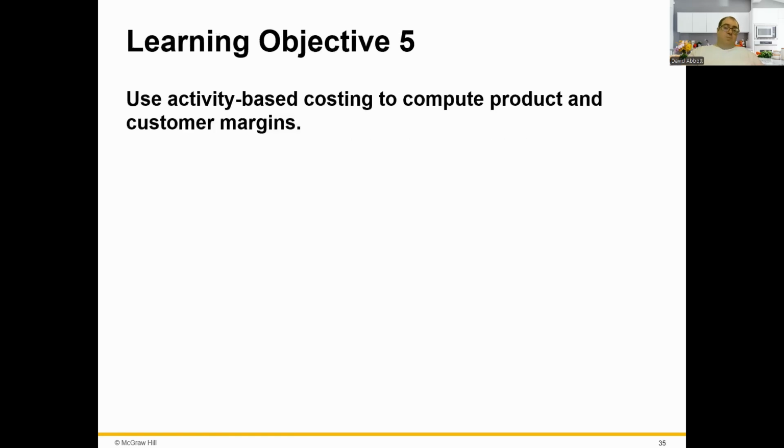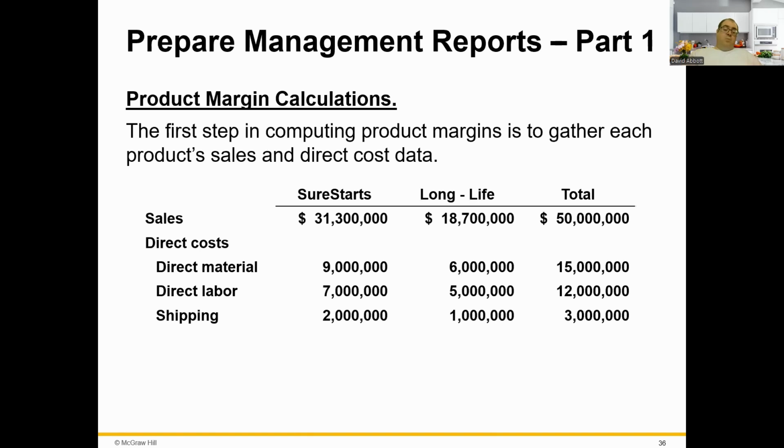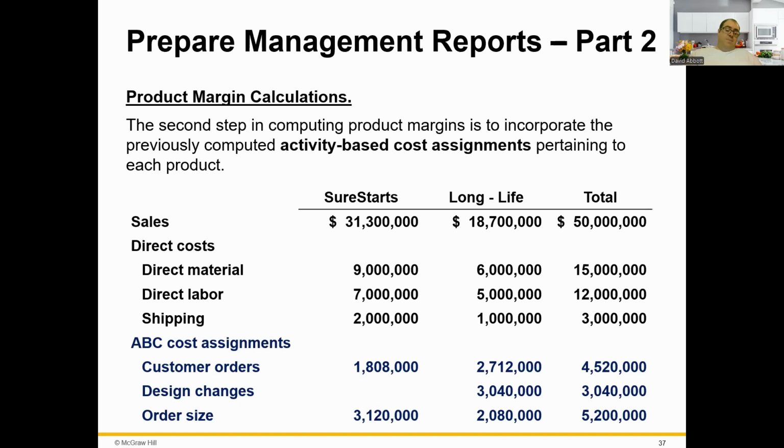And in Learning Objective 5, we're going to use activity-based costing to compute product and customer margins. So step 5 is to prepare management reports. Product margin calculations. The first step in computing product margins is to gather each product's sales and direct cost data, which are assumed to be as shown. The second step is to incorporate the previously computed activity-based cost assignments pertaining to each product.